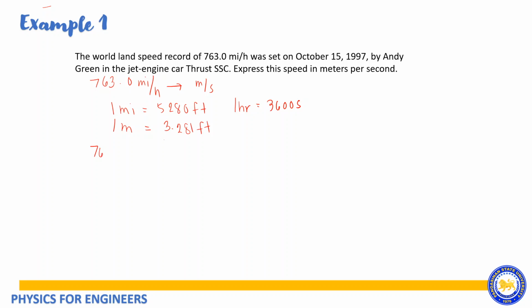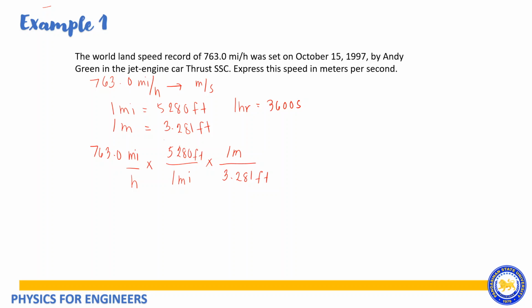So 763.0 miles per hour. So kailangan makancel si miles, diba? So we have to put it sa denominator para mag-cancel. 1 mile, 5280 feet. Okay? Hindi natin kailangan si feet. Kailangan mag-cancel siya. So, kailangan natin meter. Lagyan natin si feet sa denominator. 3.281 feet, 1 meter. Okay.